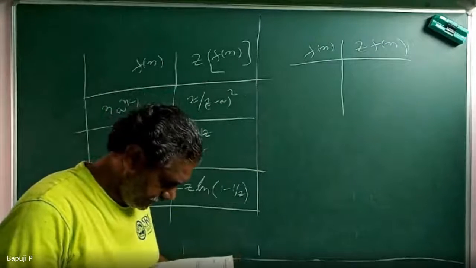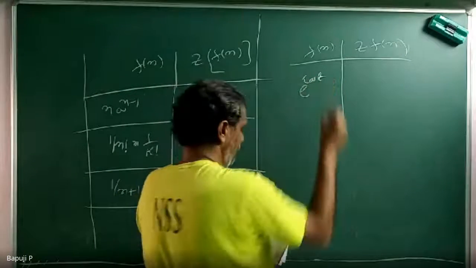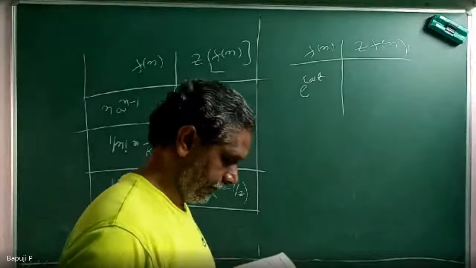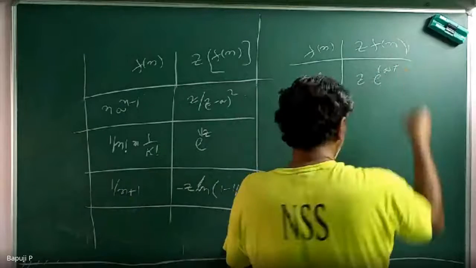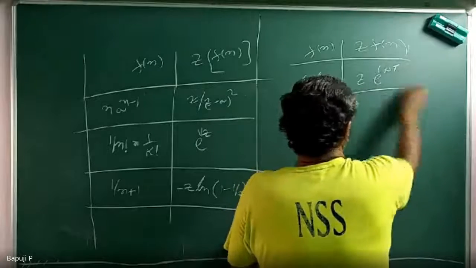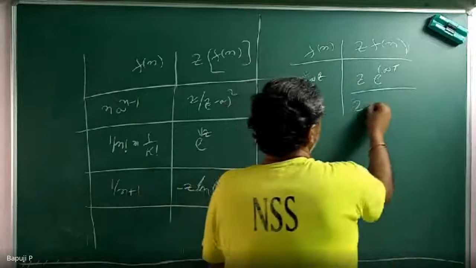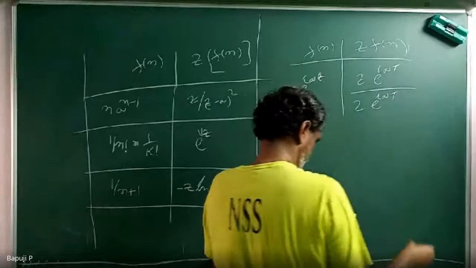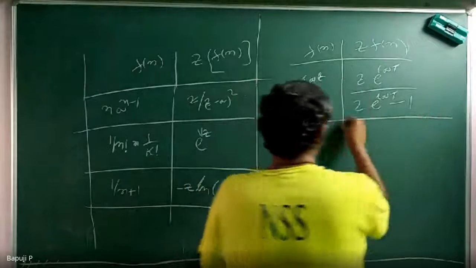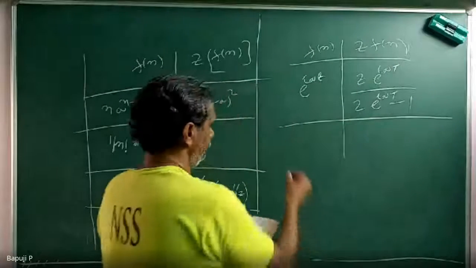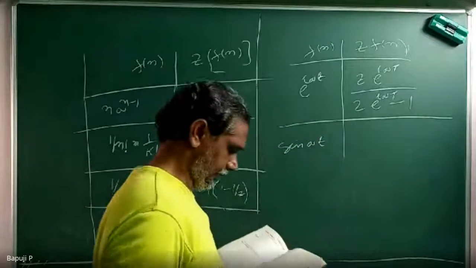Then e power minus iat. This I will prove later, it is easy. The t terms you can just take and write. I will tell you. Z into e power iat. The time period process I will do, don't worry. Sin at, sin at I can write.